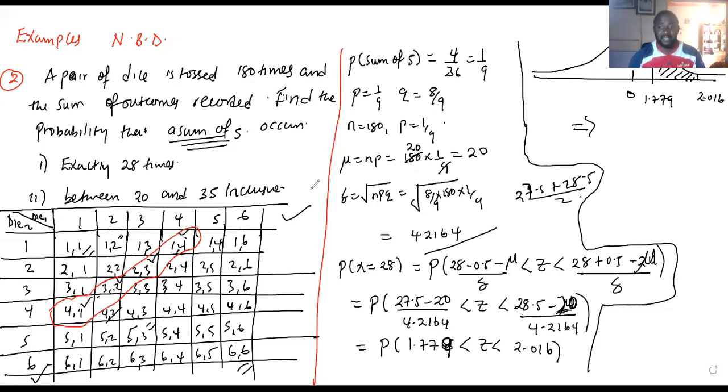The second one has an inequality which is mixed, in a way that 20 and 35 are inclusive. But before I go there, who has an answer here?